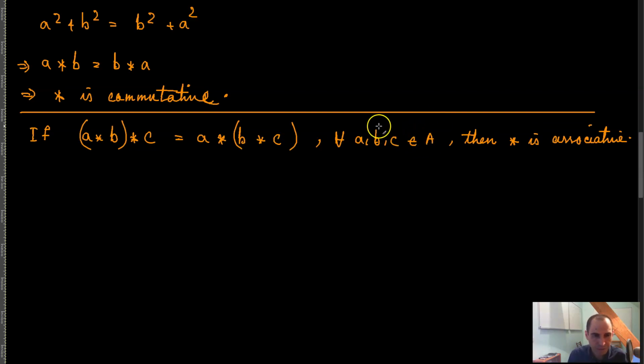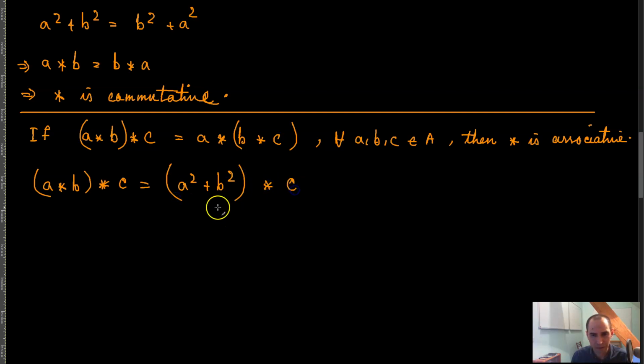So now again, you need to examine each part of this equation separately and see if they are the same. So (A star B) star C is the same thing as (A squared plus B squared) star C, right? And that's the same thing as this whole thing.